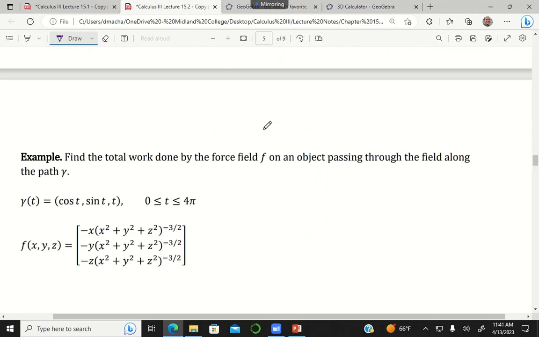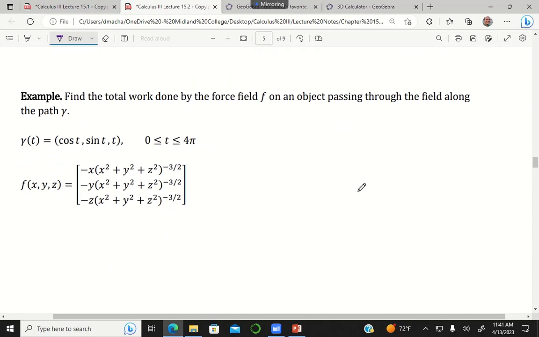Okay, let's see how far we can get in this example in the next 8 minutes. Find the total work done by the force field F on an object passing through the field along the path gamma. So we've got the same path gamma as before, but this time our vector field has a little bit more complicated formula.